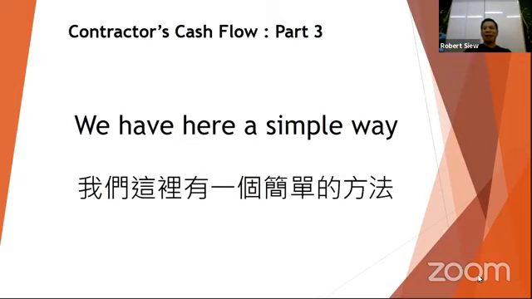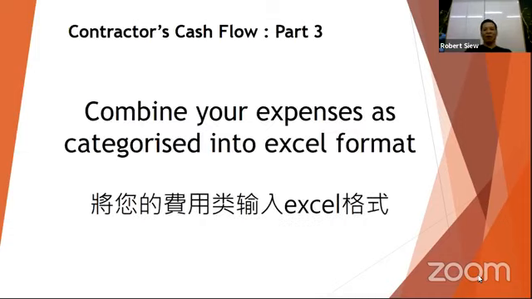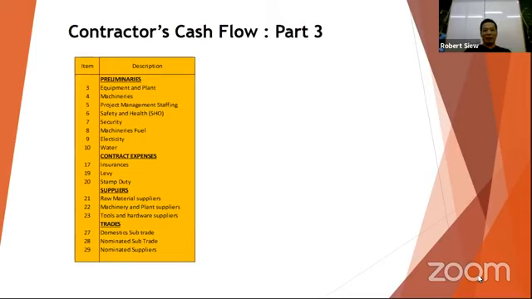So there is a simple way to do it. We start from a simple way. If you don't have any idea, this is a guideline you can understand. First of all, combine all your expenses, as categorized, as I mentioned before in part 1 and part 2, into an Excel format. Into an Excel format.